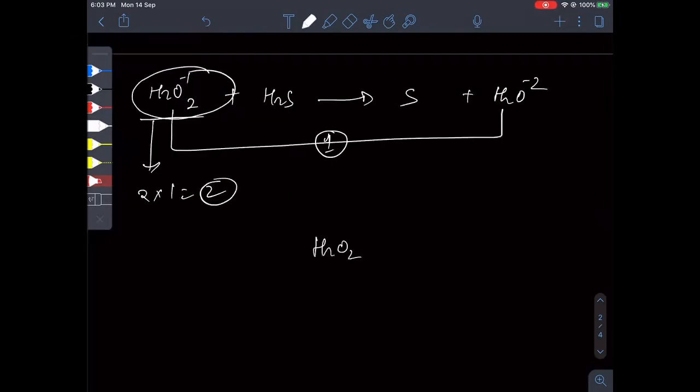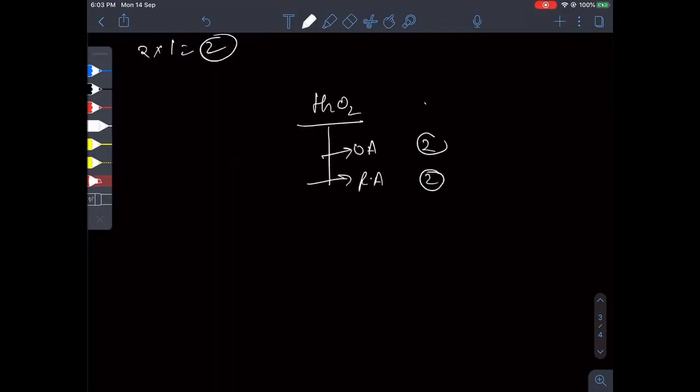Whether H2O2 is acting as an oxidizing agent, the N factor is 2. Whether it is acting as a reducing agent, its N factor is also 2. So for these two reactions, it will be 2, as an oxidizing agent and as a reducing agent.